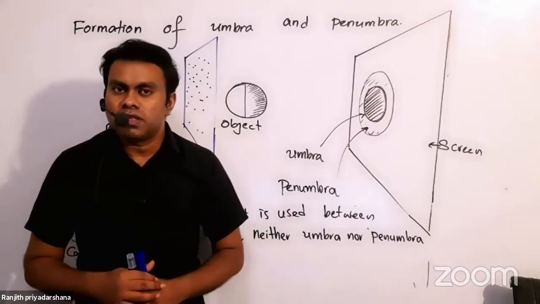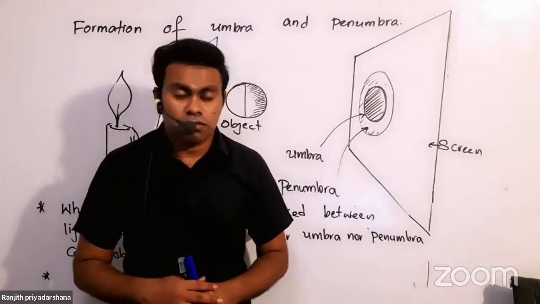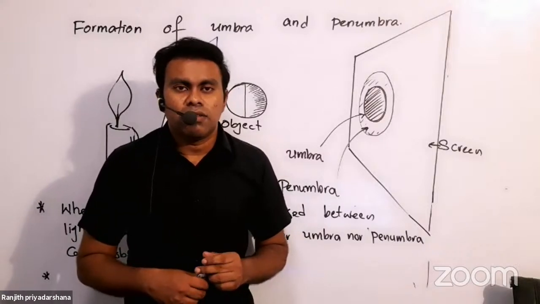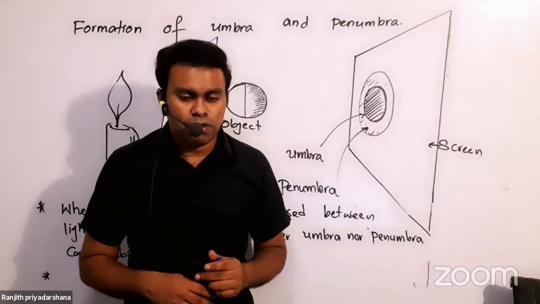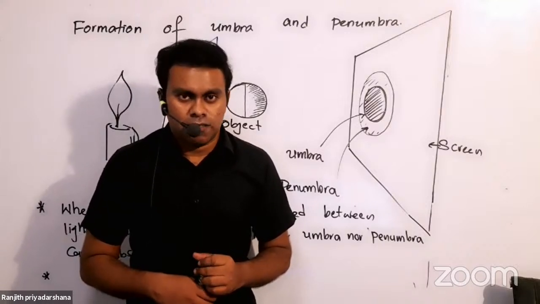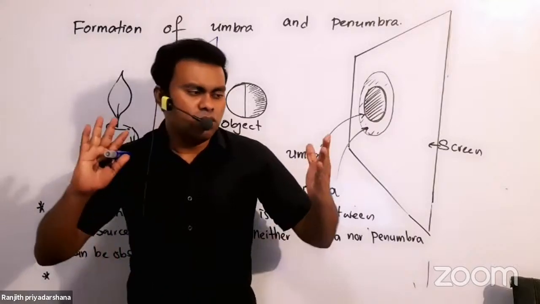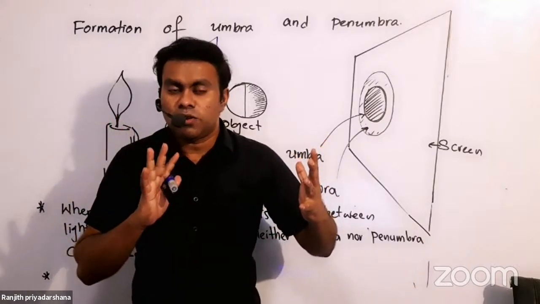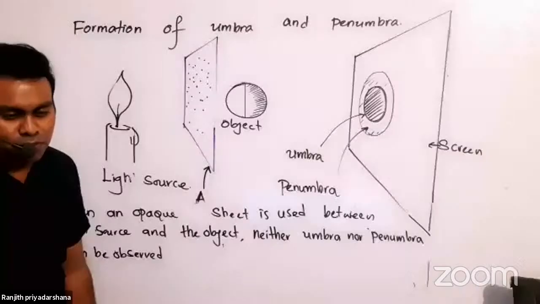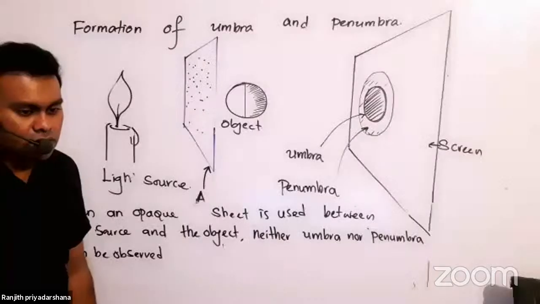A sharp image or sharp shadow can be seen when the light source is somewhat away from the object. If it comes closer, the penumbra becomes large. If it moves away, does the penumbra disappear? It doesn't disappear, it becomes small.